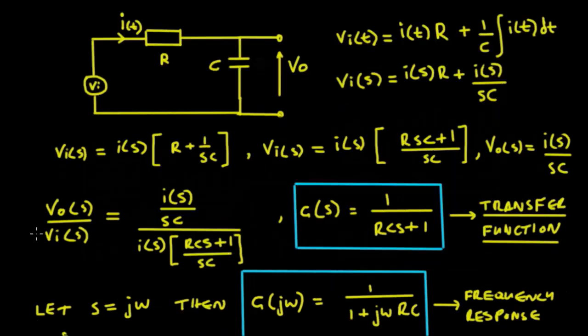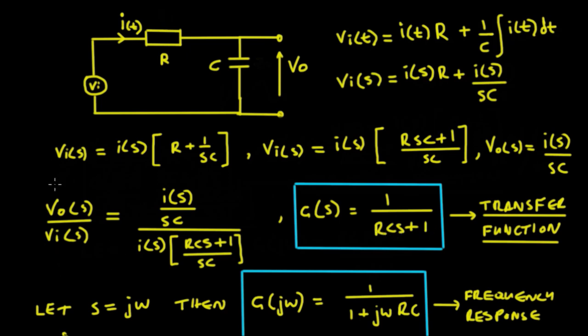Now we're going to look at the voltage gain of the system, but it's a complex valued function, meaning it's got a magnitude, an amplitude, and a phase associated with it. So we have V out as a function of S, which is this term here, divided by V in as a function of S, which is this term here. We divide both of those out. The I of S cancels the I of S. We're dividing by this part, so it's the same as multiplying by the reciprocal, so the SC will cancel with SC, and you'll simply be left with 1 upon RCS plus 1.